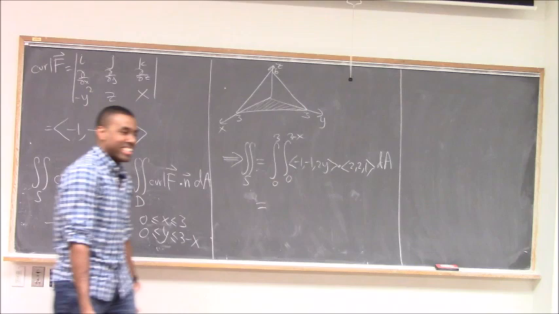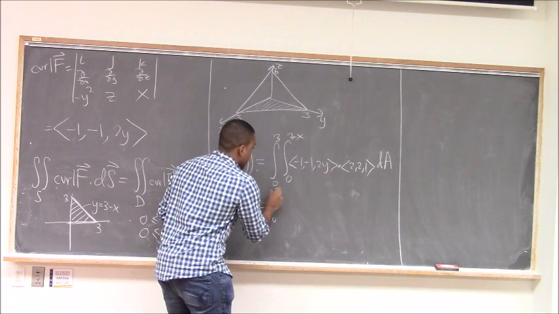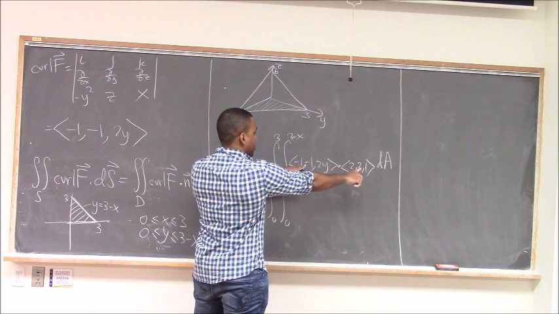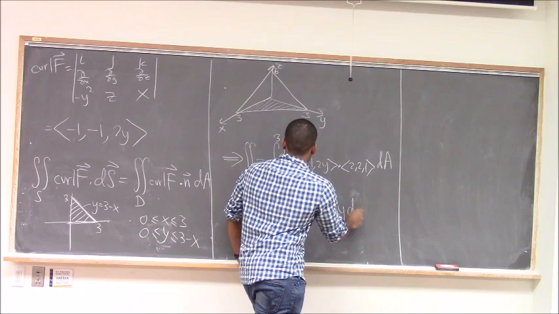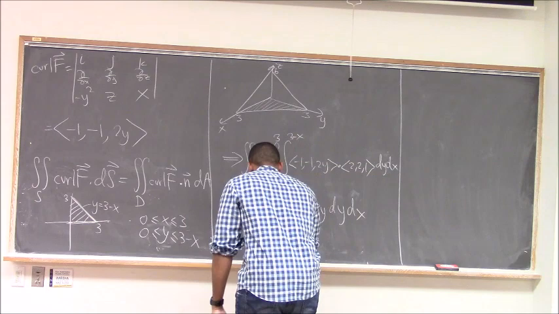Okay. So now this would be 0 to 3, 0 to 3 minus x. And you just did the dot product. So that's minus 2 minus 2, which is minus 4, plus 2y, dy dx. And you put this in the oven and you get minus 9.